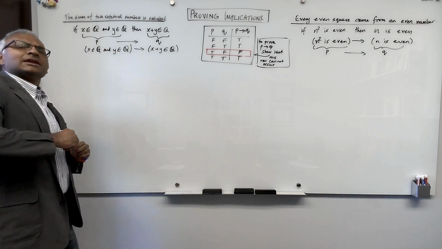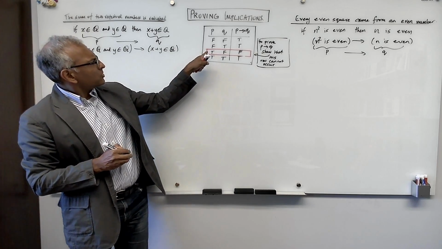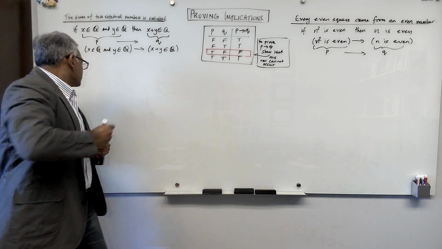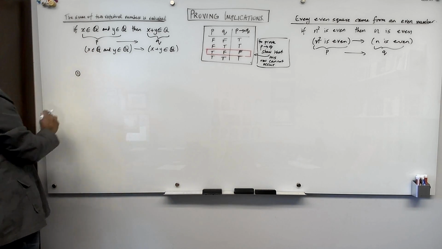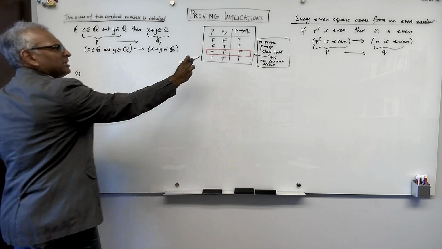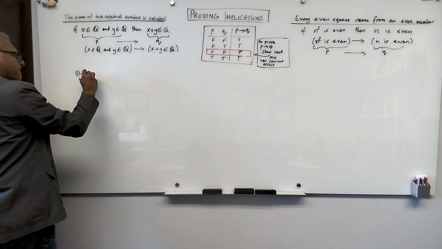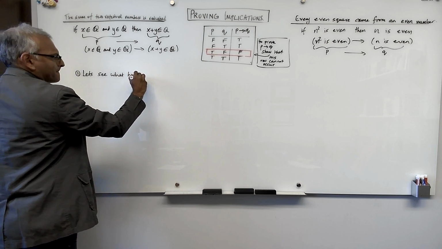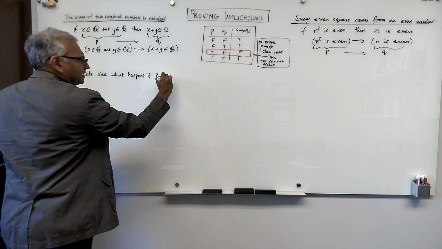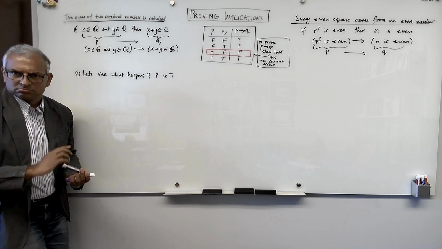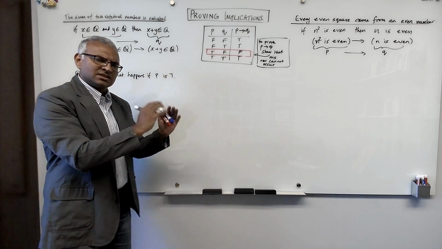So step one. In this row, it is the case that P is true and Q is false. Let's see what happens if P is true. Are we saying P is true? No. We're just saying, let's see what happens if P is true.